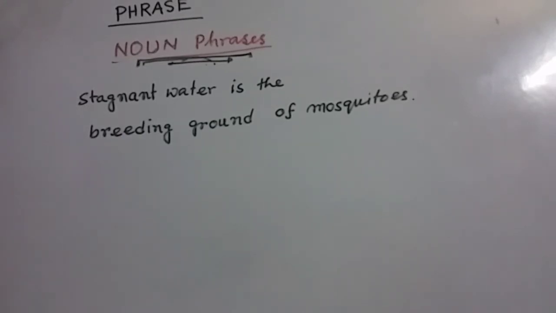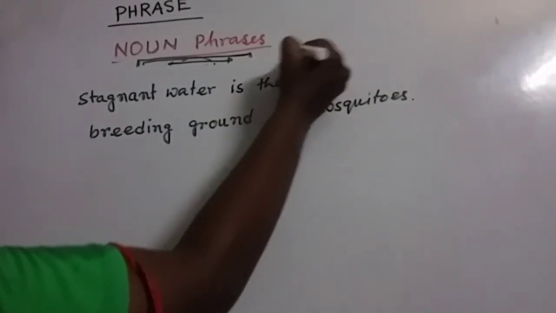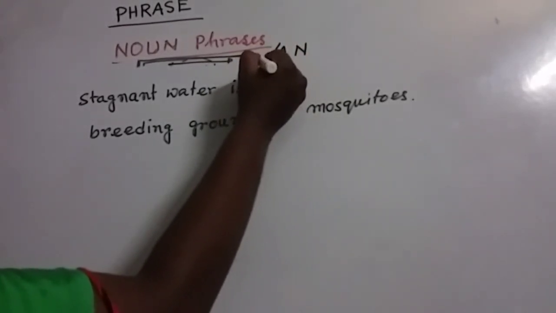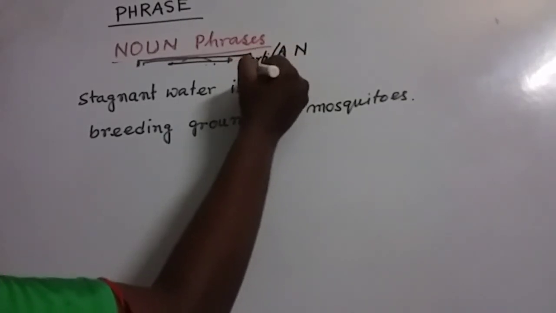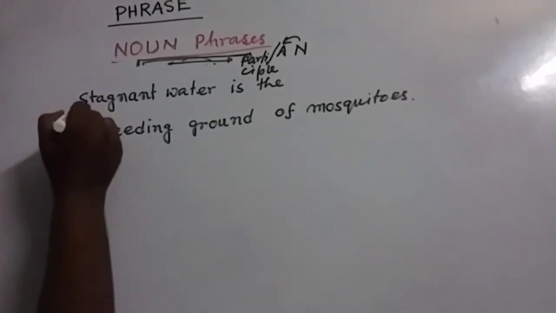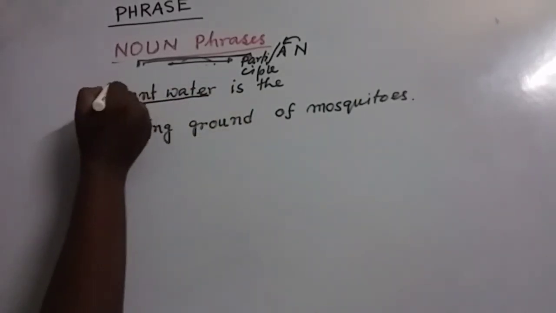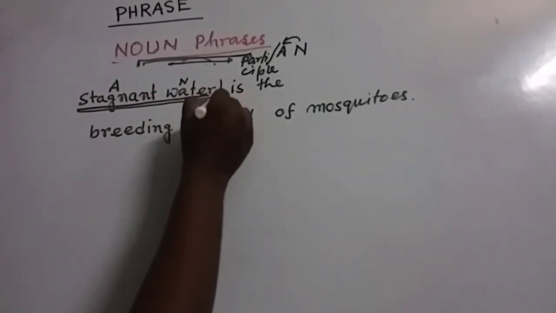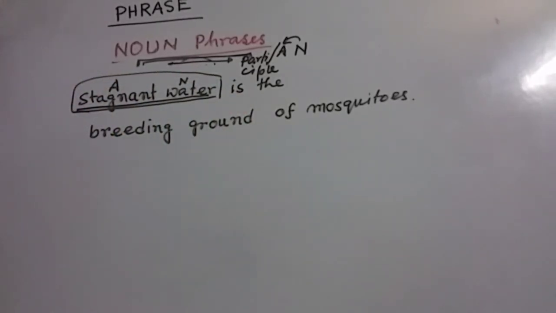Friends, sometimes we use an adjective before the noun, or sometimes we can use a participle. A participle is also an adjective. That means before the noun we can use an adjective or participle to form a noun phrase. Let's look at this example. Here, first of all, stagnant water. This is the adjective and this is a noun, and jointly it has become a noun phrase.